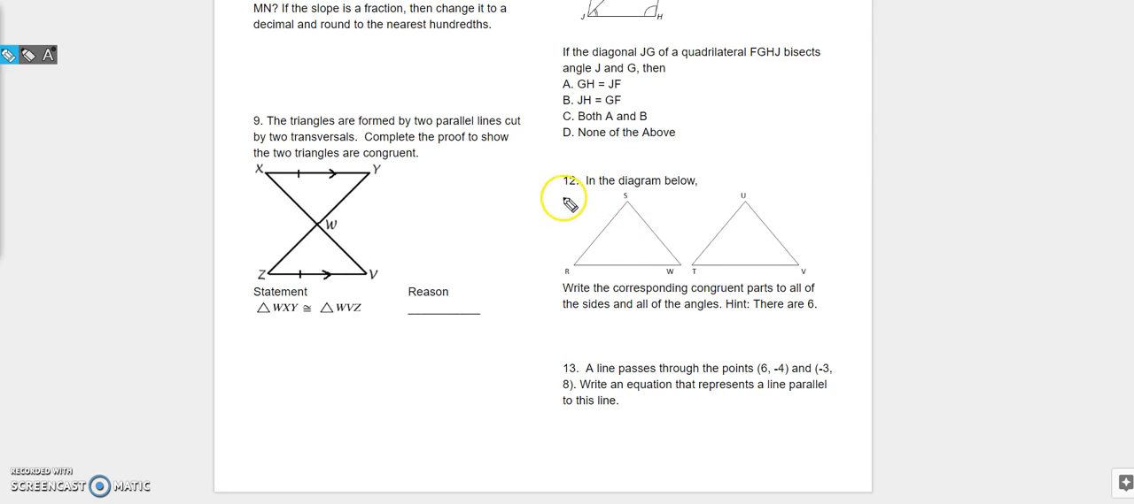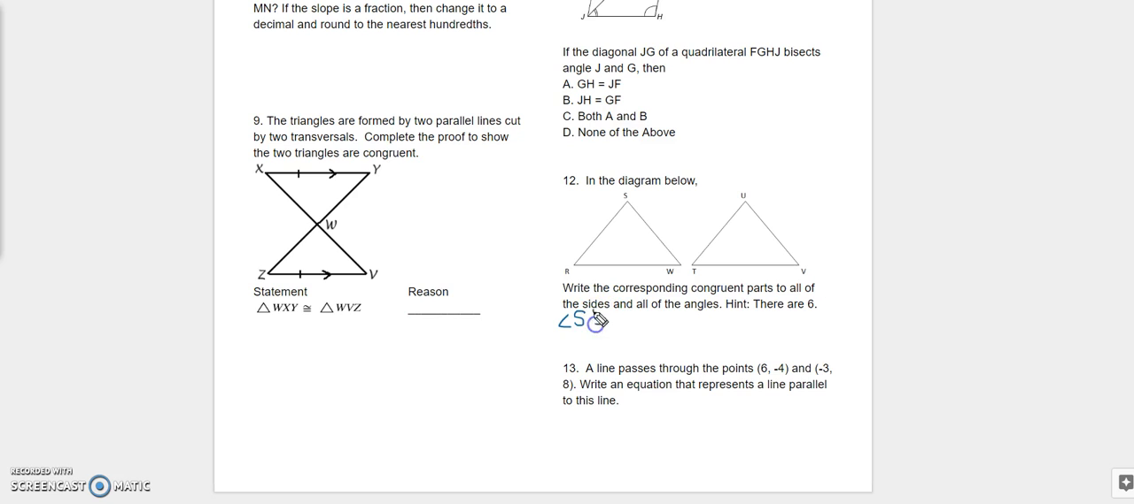Okay, number 12, in the diagram below, write the corresponding congruent parts to all of the sides of the triangle and all of the angles. There are 6. That's your hint. That's because we have 3 angles and 3 sides. So I'm going to start off with the angles. They seem to be a little easier to work with.